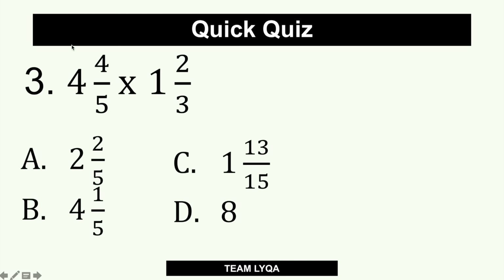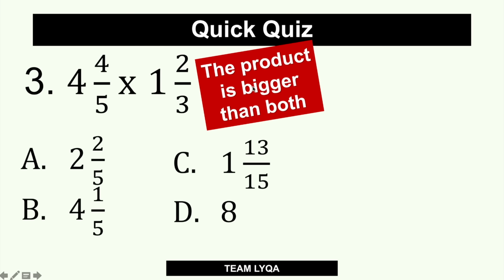So this here, you have a mixed number. Ito, mixed number din siya. So sabi natin kanina, pag dalawang mixed number, the product has to be bigger than both of them. Since sa kanilang dalawa, ang mas malaki ay yung 4 and 4 over 5, pwede ko nang yan na lang ang tingnan ko. Ang sagot has to be higher than 4 and 4 over 5.